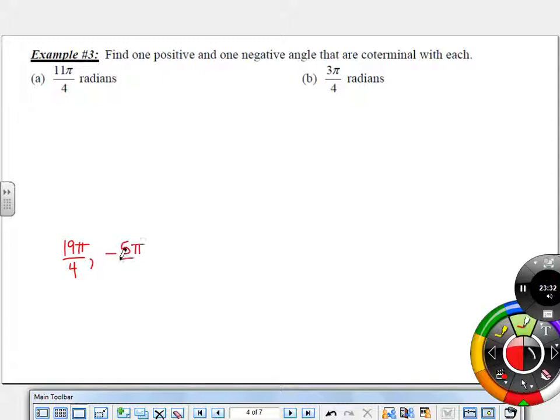Good. Then notice how Shannon said when she subtracted 2 pi from this, she got 3 pi over 4. That means the two angles that you were given are coterminal angles, right? So negative 5 pi over 4 could have been a negative coterminal one for this, and 11 pi over 4 could have been a positive. Okay? All right, last thing we have to do, I think.